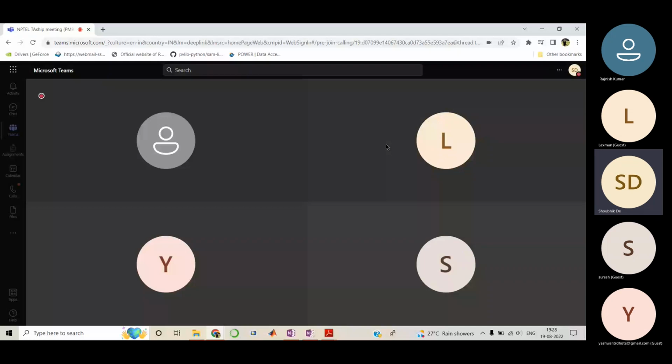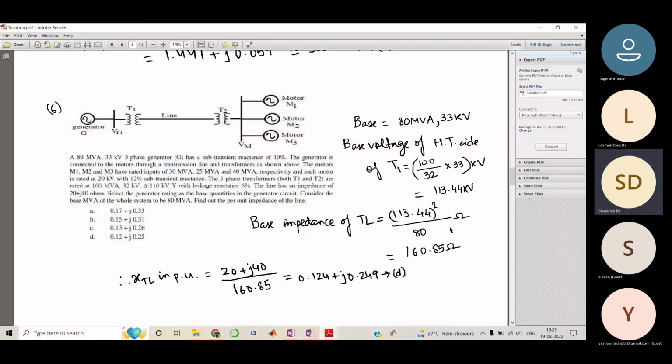So we go to question number 6. What I feel is that by looking at the question, you feel that the question is big, but this huge statement basically describes the different components shown in the diagram. Apart from that, the question is pretty short.